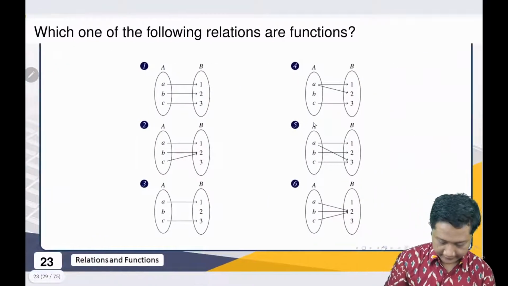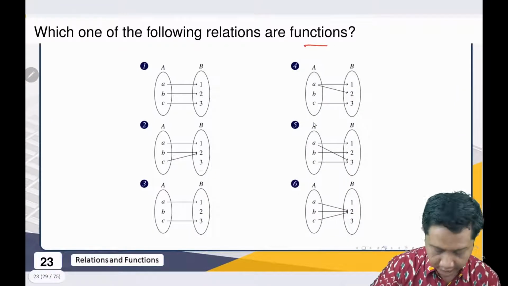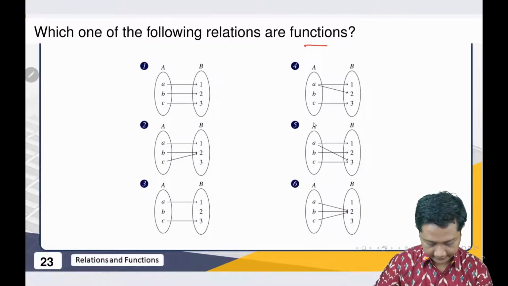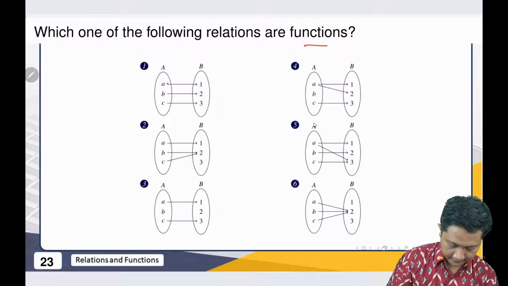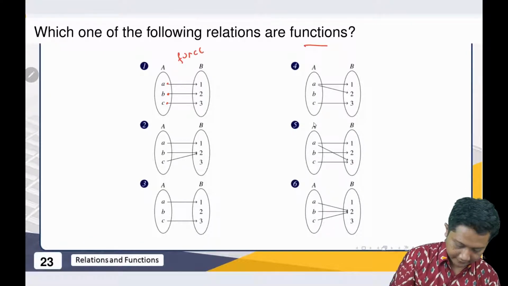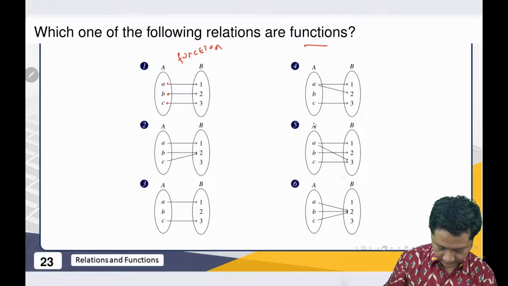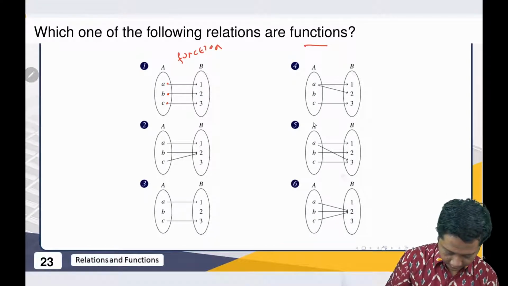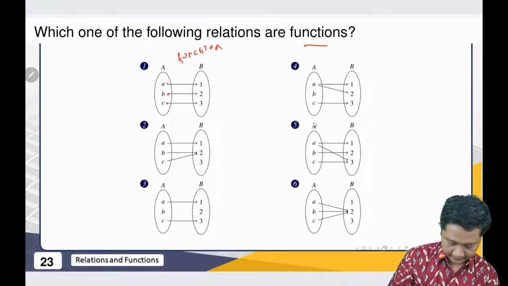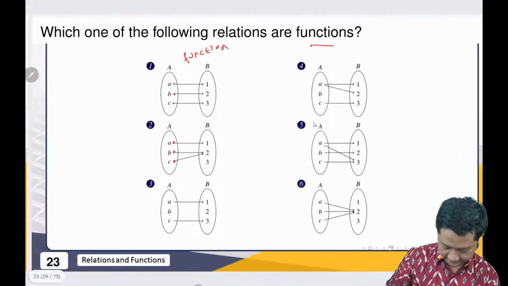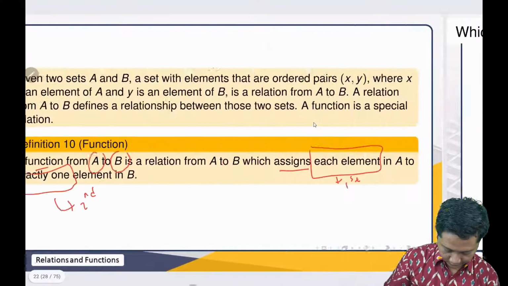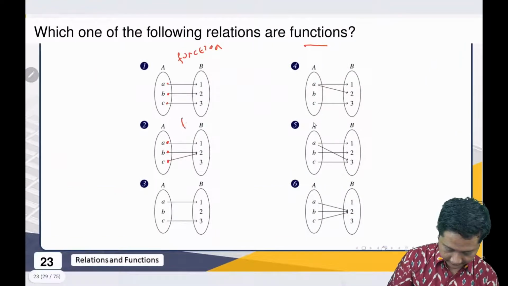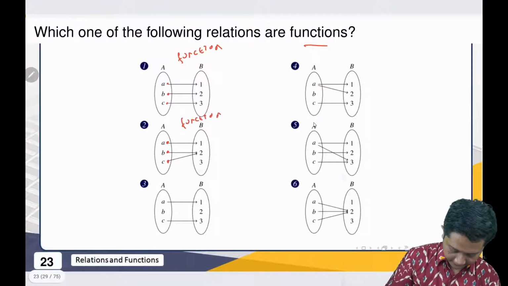For example, which of the following relations are functions? We can see here that A, B, and C all have a map, so this one is a function. And how about number 2? A goes to 1, B goes to 2, C goes to 2. Every element is assigned to exactly one element in B, so this one is a function, and this one is not.